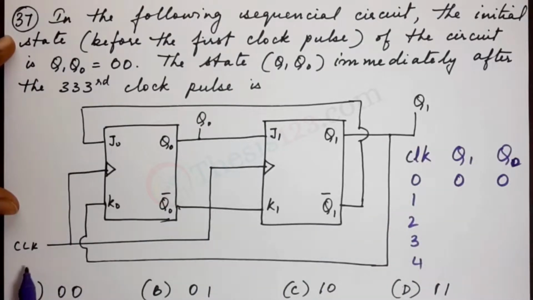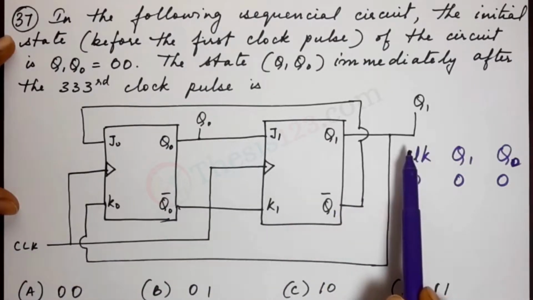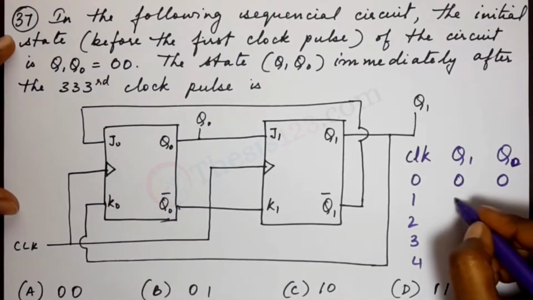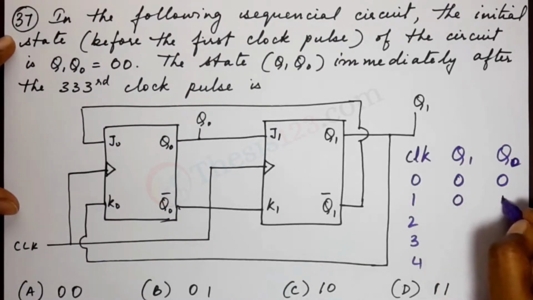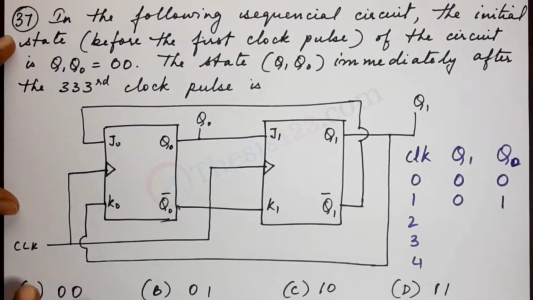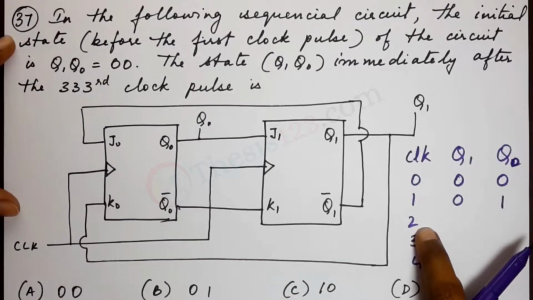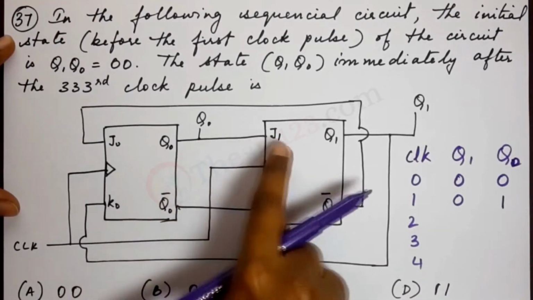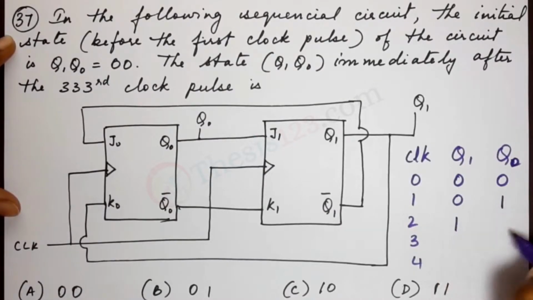Now when the clock pulse is 1, we see that Q1 is 0 and Q0 becomes 1. Next we have clock pulse 2. Now for clock pulse 2 we have Q0 which is already 1 here. Now Q0 is 1. Therefore, Q1 will be 1 and Q0 would be 1 as well.